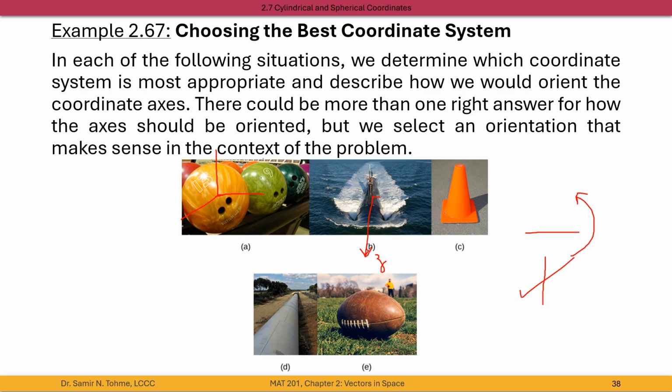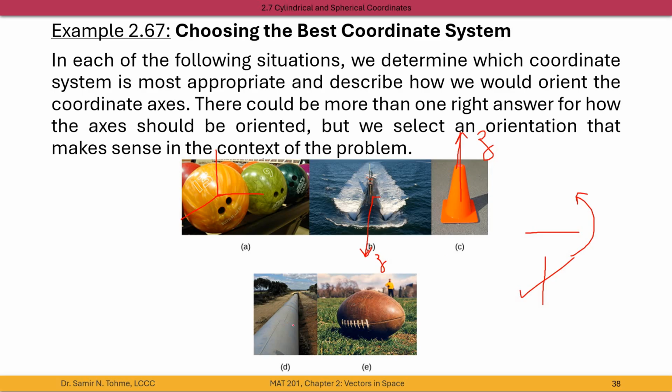For part C, this is a traffic cone. The best system in this case could be a cylindrical coordinate system. And the orientation goes straight through the center, like we saw earlier when dealing with cones as quadric surfaces, and we took the z axis as this axis at the origin, at the tip of the cone.